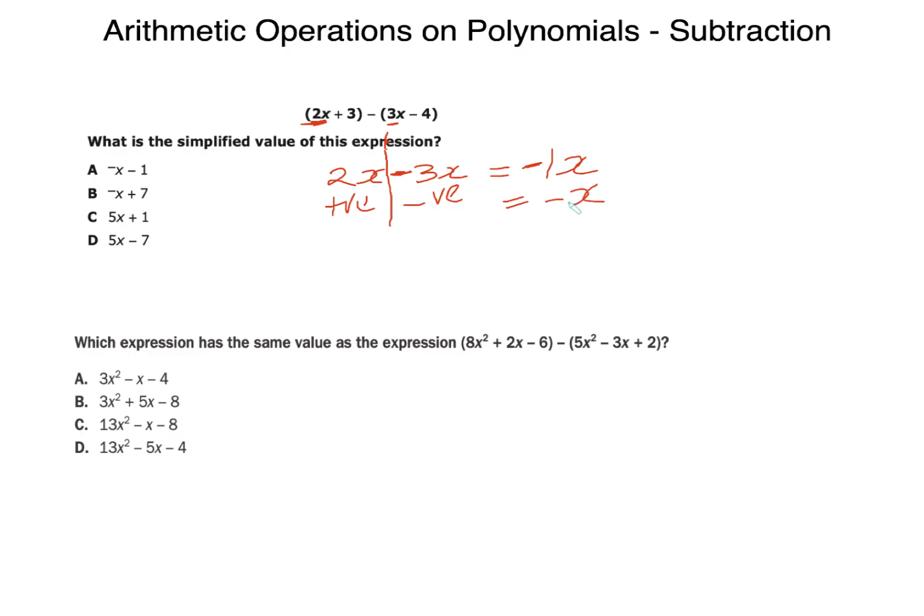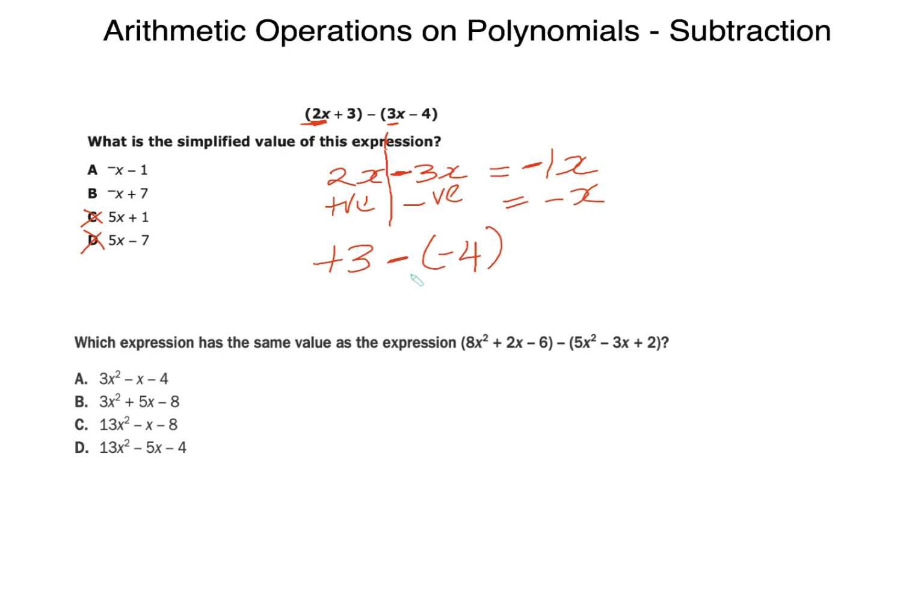Again, your test is multiple choice. Go to the answer choices and we can eliminate C and D. We now have to subtract. So we have the plus 3. You're subtracting, and we have our negative 4.